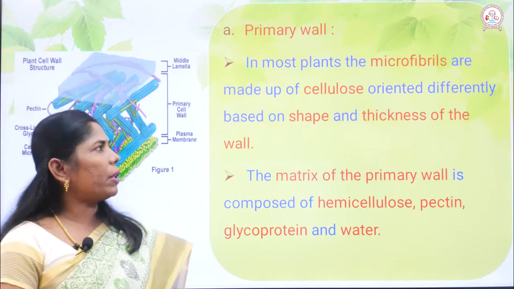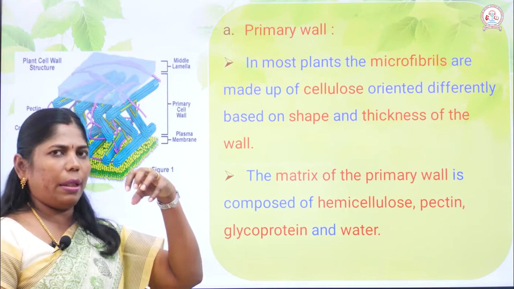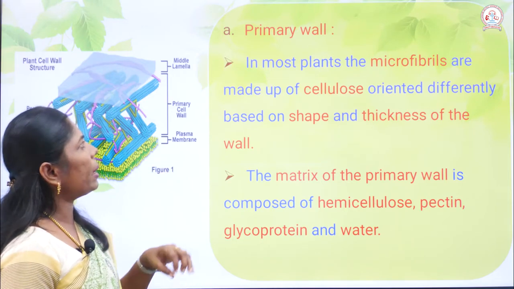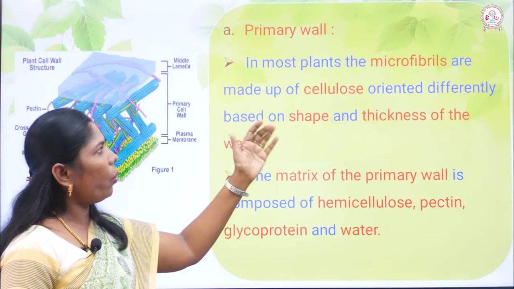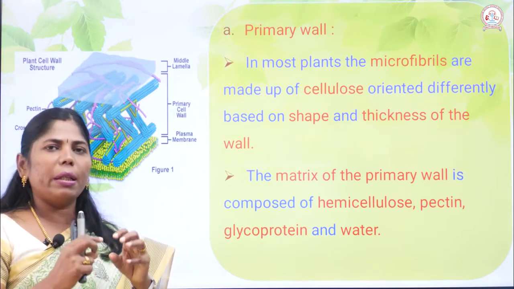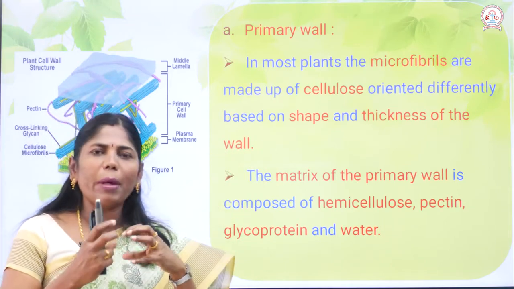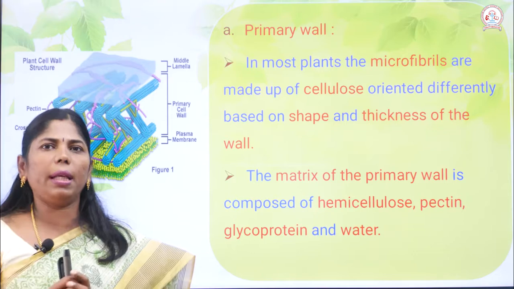Okay, so in most plants, the microfibril is a fiber-like structure in the primary wall, made up of cellulose and oriented differently based on the shape. Based on the formations, it gives a different shape and thickness to the wall. So if there are more microfibrils, it will be very thick.